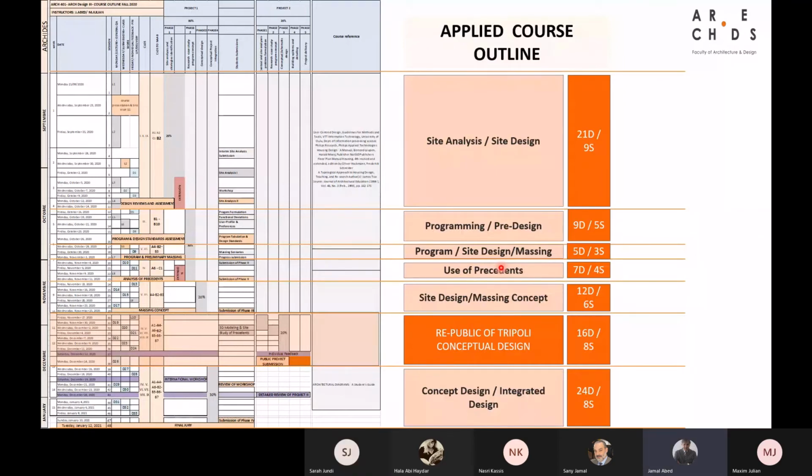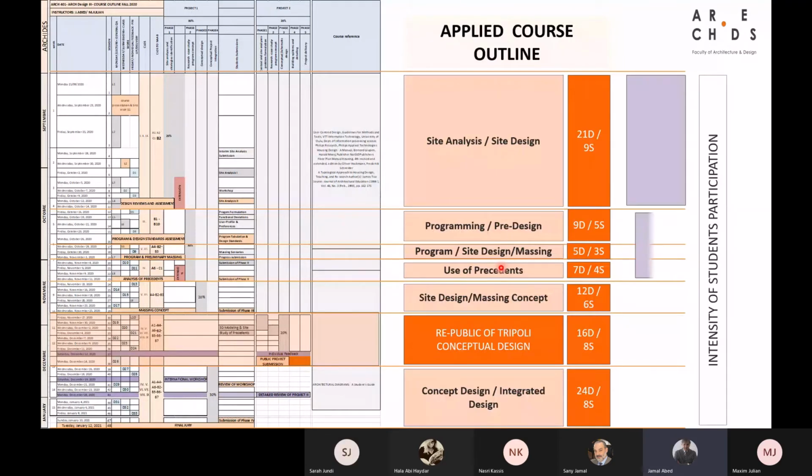From an intensity of student participation and attendance, you'd realize if this is 100% at the site analysis and site design, we had 3 to 4 students, I don't remember, 4 students actually dropping at that moment in time. So already we have lost 4 students at the programming and pre-design stage. And then after the use of precedents, which was done with that particular level of intensity of the full presence of the students, after we finished the precedents and started with the massing concept, there was a massive drop in the participation and presence of the students.